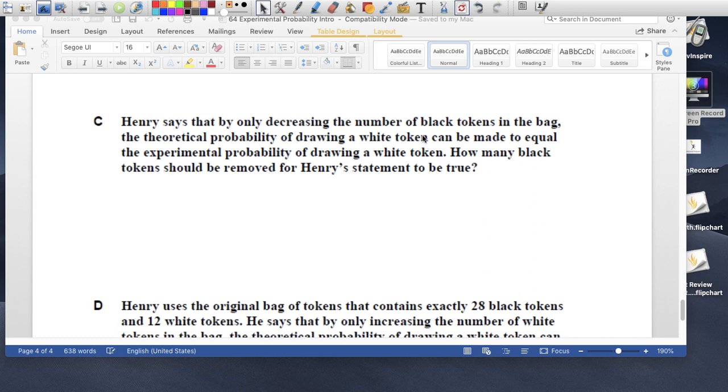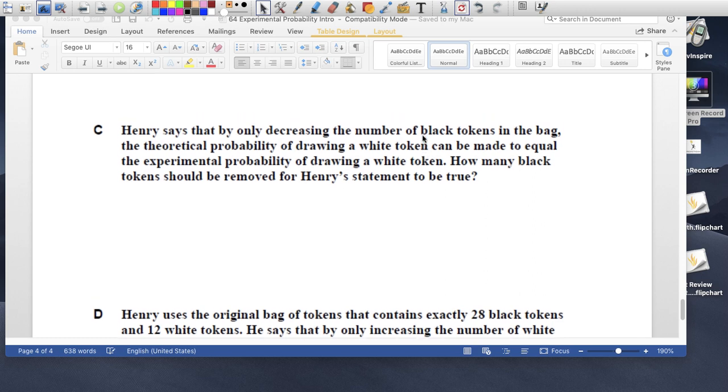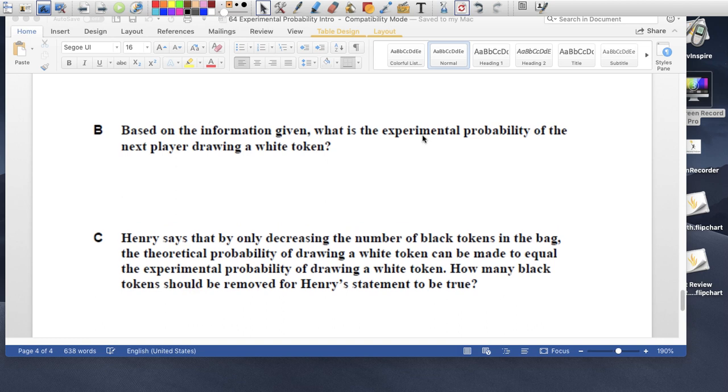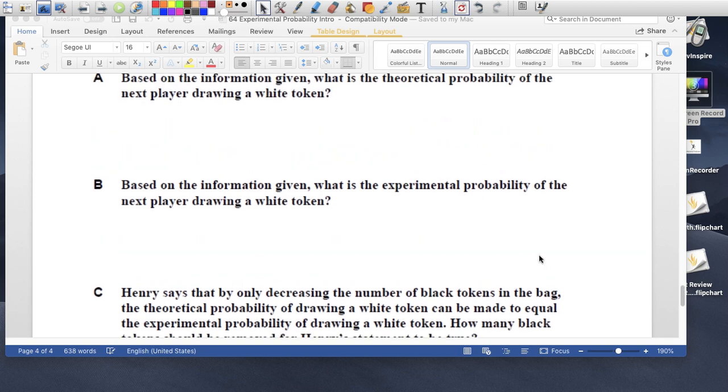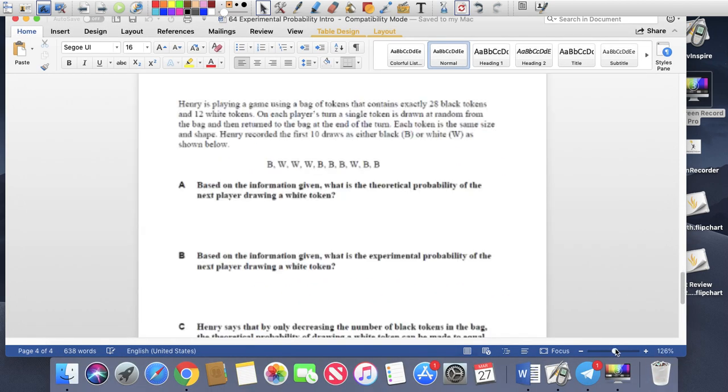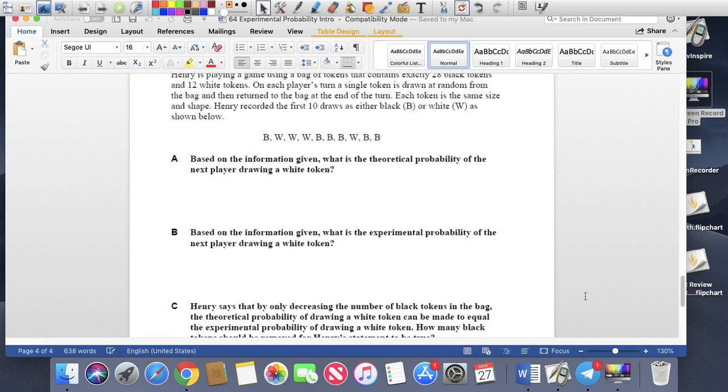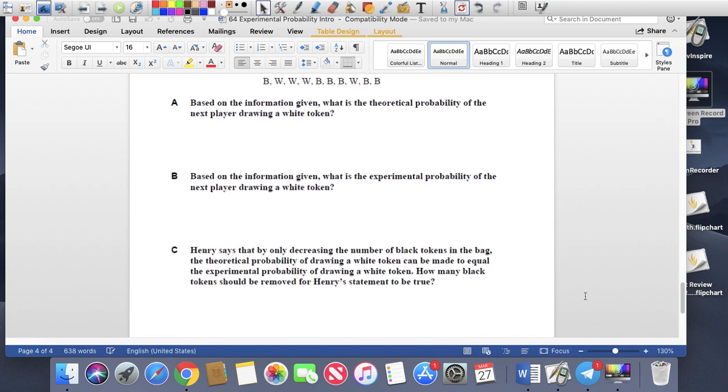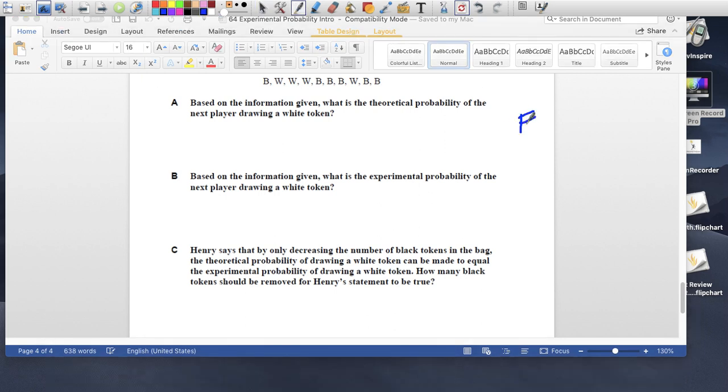Henry says that only by decreasing the number of black tokens in the bag can the theoretical probability of drawing a white token be made equal to the experimental probability of drawing a white token. Let me go back. The experimental probability of drawing a white token, based on the experiment, was 1, 2, 3, 4: 4 out of 10 times you would get a white one.